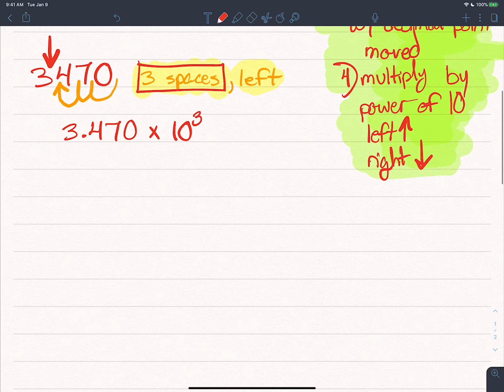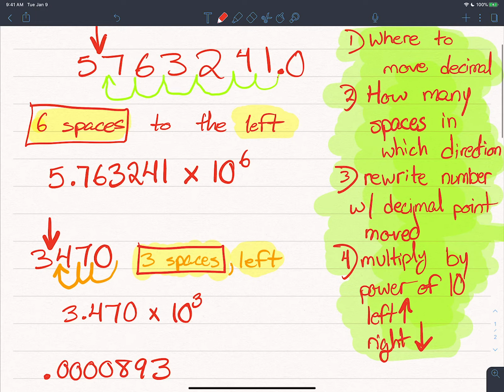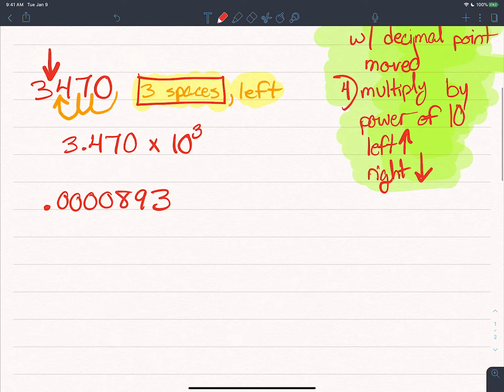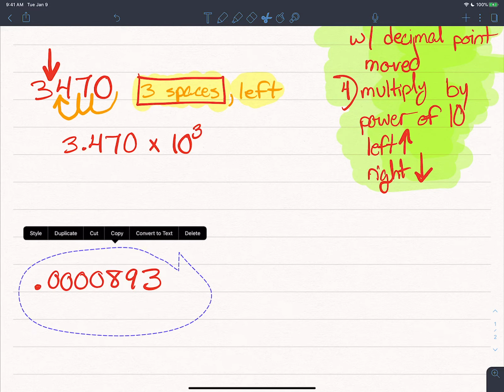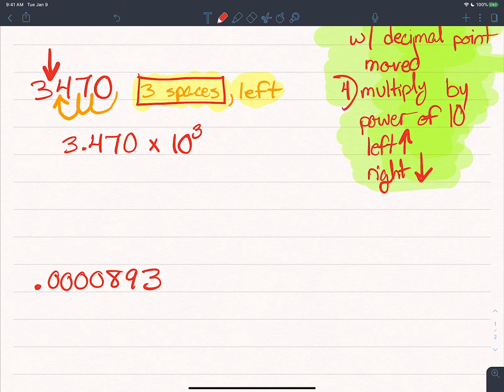Let's do another example, and then I'll give you all some examples to do yourself. So in this example, we have 0.000893. Step 1. Where do we want to move the decimal? Where can we move the decimal in this number so that we have only one number that's not 0 to the left of it? Between what 2 numbers? 8 and 9. Right here between the 8 and the 9. So that's where we want to move it to.